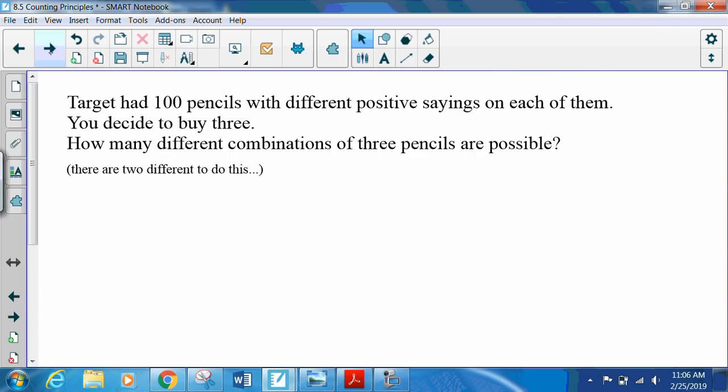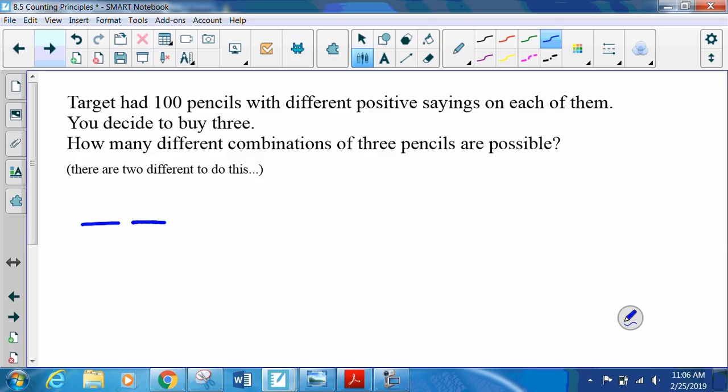So let's look at this next one. Target had 100 pencils with different positive sayings on each of them, and you decide to buy 3. How many different combinations of 3 pencils are possible? So here's the thing about this one. First of all, I'm going to go ahead and set up my lines, but I'm going to run into some difficulty, and this is why. So Target has 100 pencils, but we're picking 3, okay?